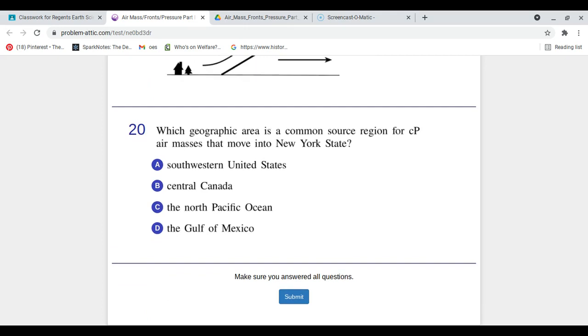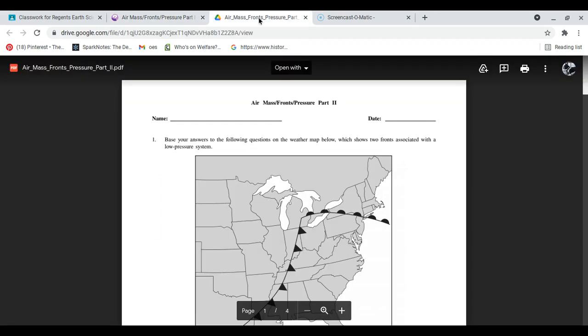Number 20. Which geographic area is a common source region for continental polar air masses that move into New York State? I remember him asking you guys this over and over. What two can we get rid of, Kylie? Perfect. Get rid of A and get rid of C. So we're looking for continental polar. Okay, submit that. Nice. All right, let's go to part 2.